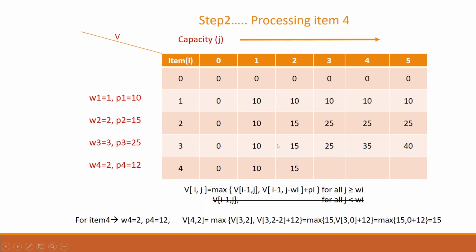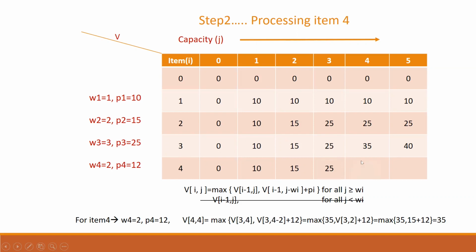For the capacity 3, this item is chosen. If you choose item 4, it will give the profit 12. The remaining capacity is 3 minus 2, which is 1. For item 1, for the capacity 1, the maximum value attained is 10. So 10 plus 12 is 22. But the previous solution itself gives 25. So that is chosen as it is.